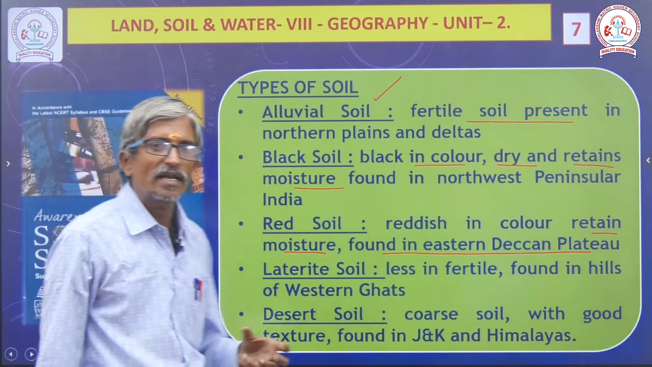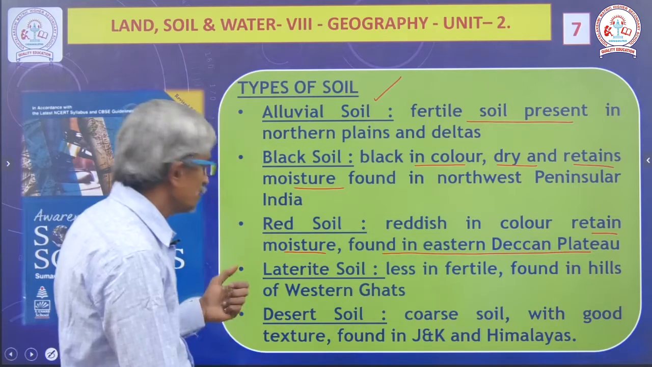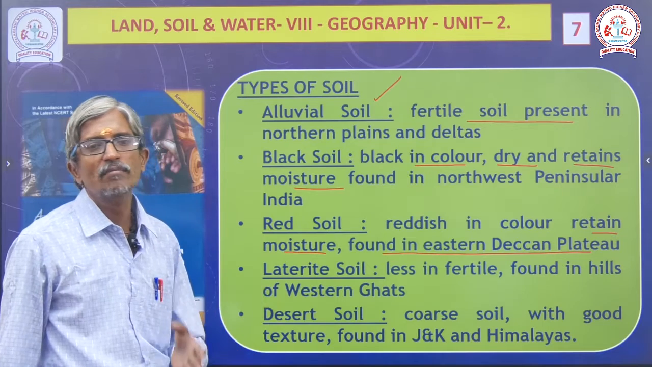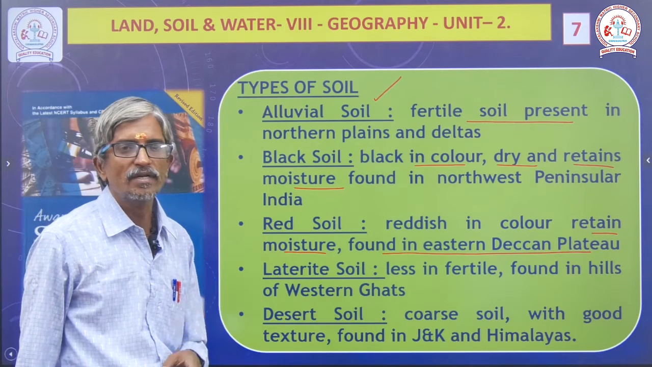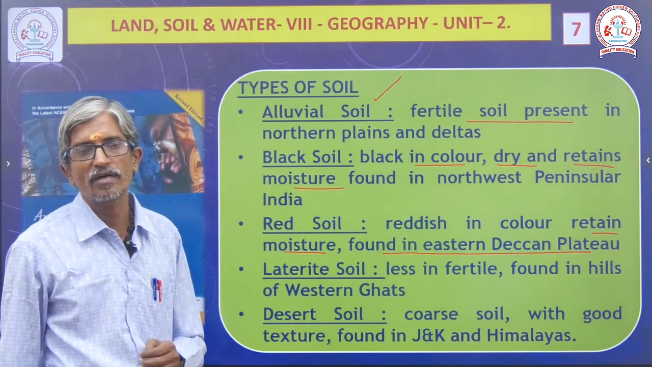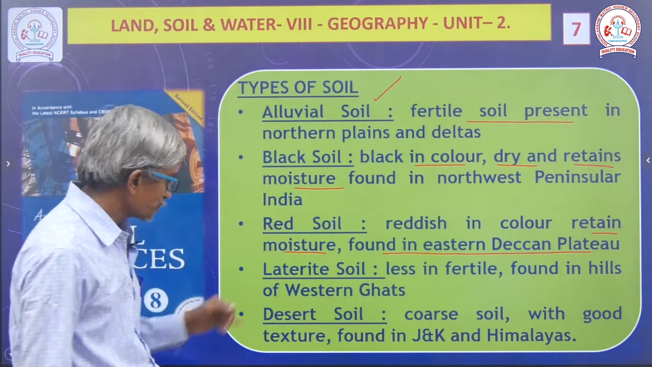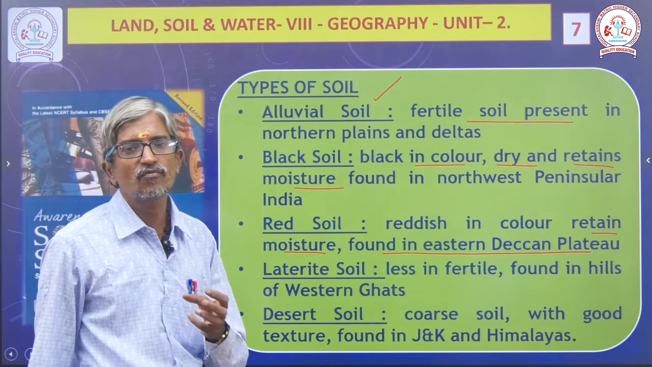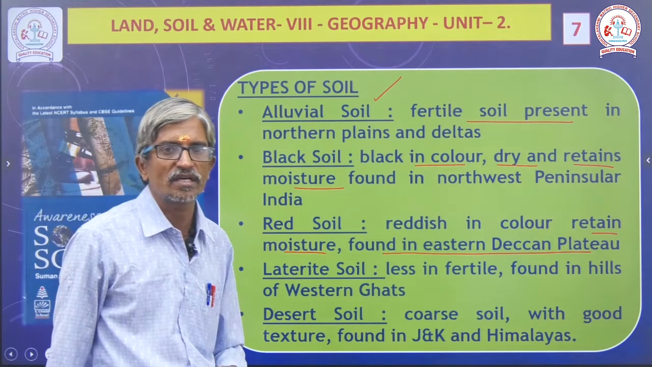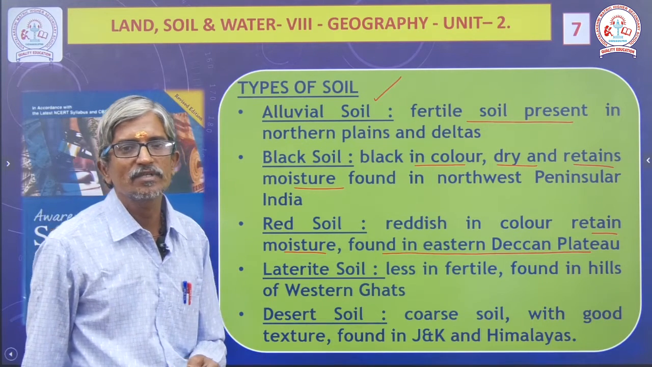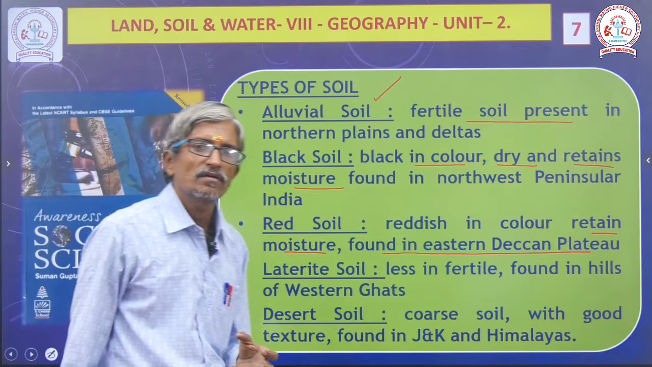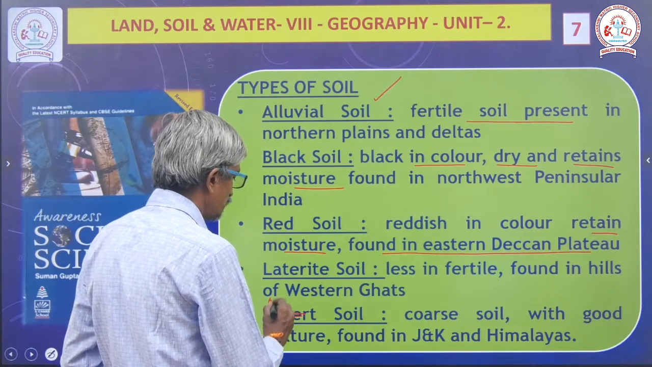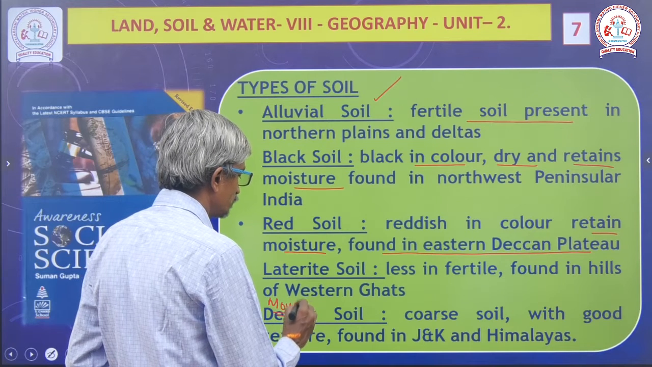Then next one, laterite soil. It is found in the Western Ghats, the western hills. The most simple example, in Kerala we can see it abundantly. This soil is best suited for rubber cultivation. Okay. Next one is desert soil. It is a sandy soil, a coarse soil with good texture, found in Jammu and Kashmir and the Himalayas. Okay. Mountain soil. Mountain soil, we have to present here.